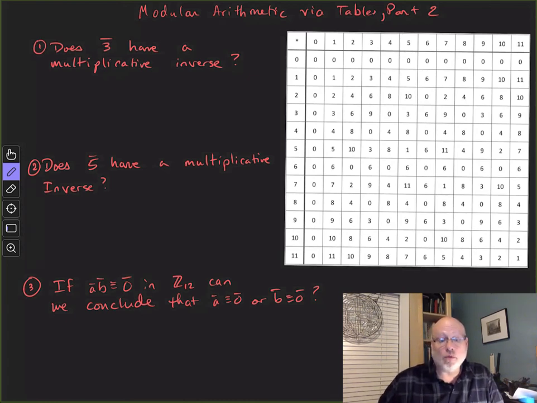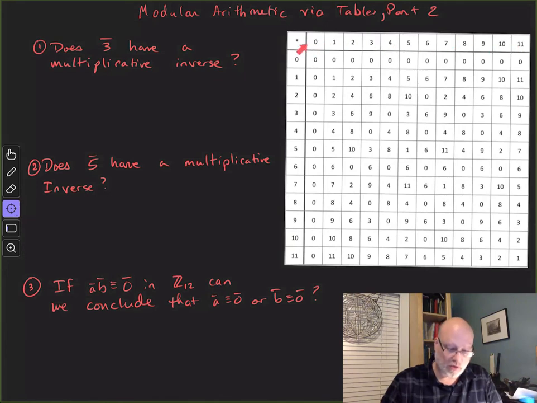Okay, we're going to talk about multiplication now. So, modular arithmetic via tables, part 2. You'll notice that I have the chart up on the top right of the screen. This is the multiplication chart, and you can see I'm using an asterisk in this case.